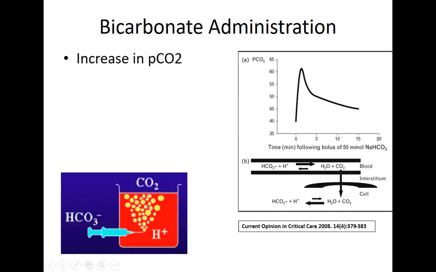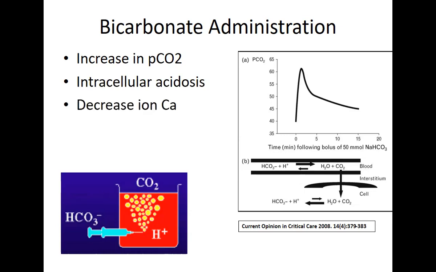So if you measure CO2 in the blood after a bolus of sodium bicarb, it goes real high. Then the CO2 diffuses into the cell and causes an intracellular acidosis. You can have a decrease in your ionized calcium, which can affect your cardiac function. And 1 amp of bicarb will increase your sodium by 1 milliequivalent and will increase your extracellular plasma volume by about 250 cc's. So lots of downsides.